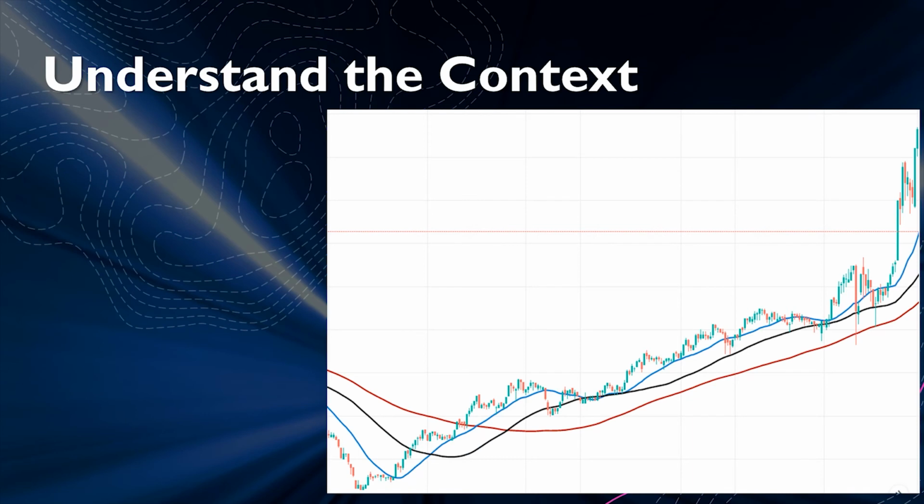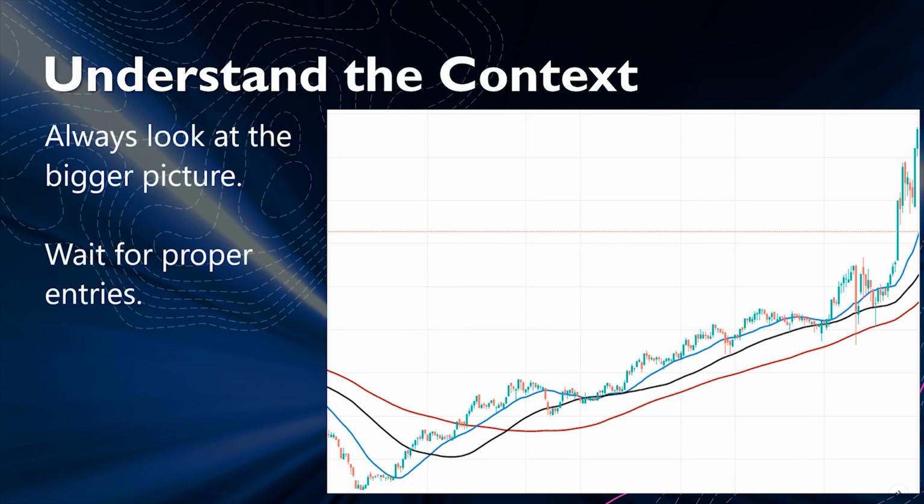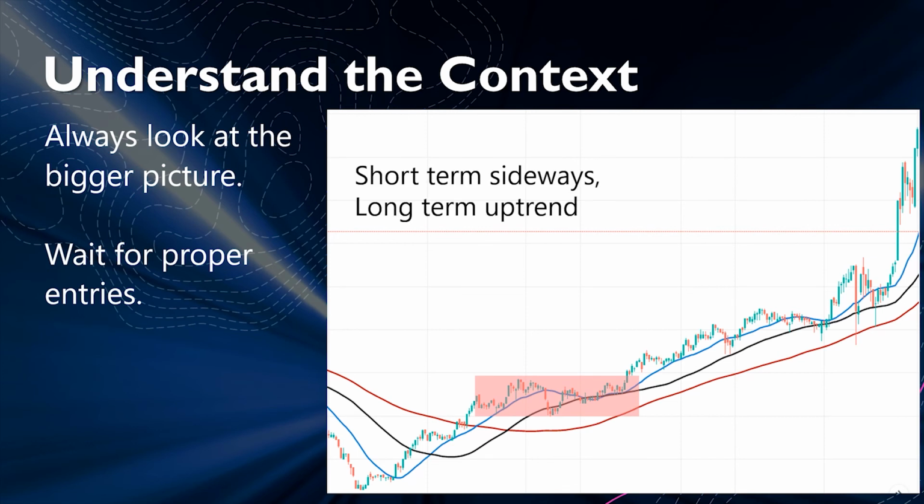Always look for the bigger picture. The price may move sideways as signaled by the shorter period MAs, but the primary trend is still valid. Therefore, always put the price movement in the context of the primary trend. Always wait for the correct entry points.